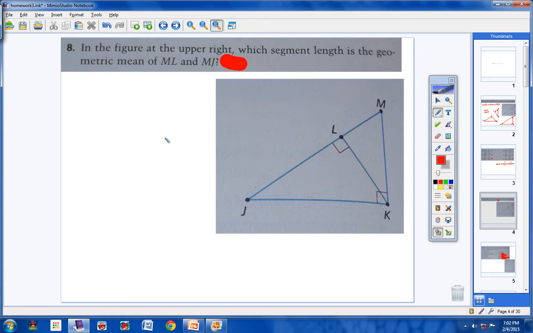Alright, number 8, and to figure out the right segment length is the geometric mean of ML and MJ. Okay, well, here's ML, and here's MJ. This right here.